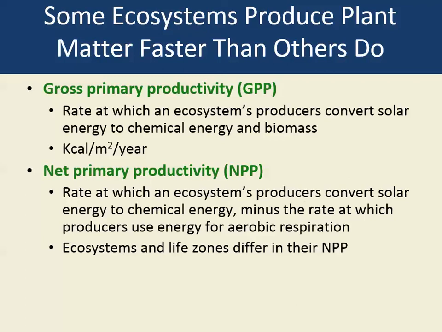Net primary productivity is gross primary productivity, except you're taking away the rate at which producers use that energy for aerobic respiration. So gross primary productivity is a component of net, but net actually subtracts the rate at which producers use energy for aerobic respiration. This is where you get those ecosystems and life zones being very different, simply because of the rate at which these producers use energy for aerobic respiration.